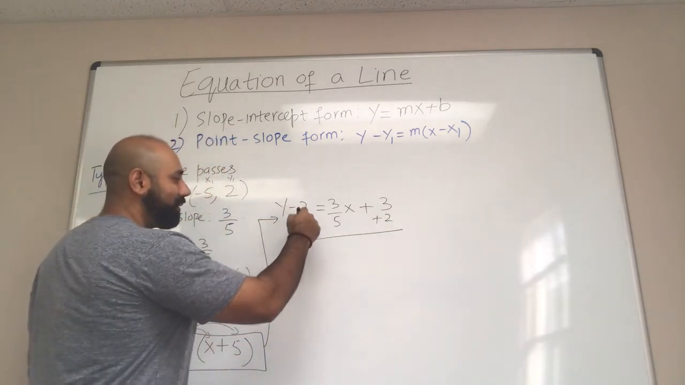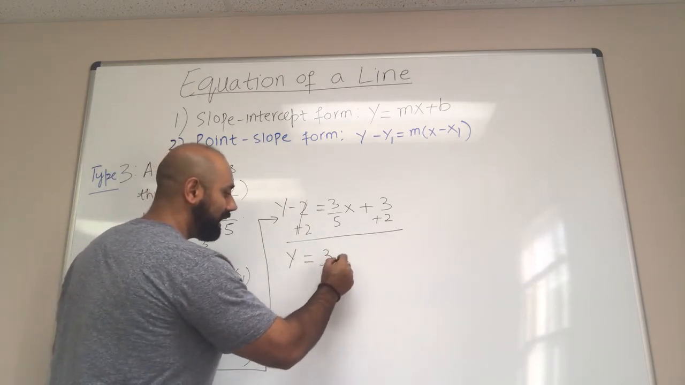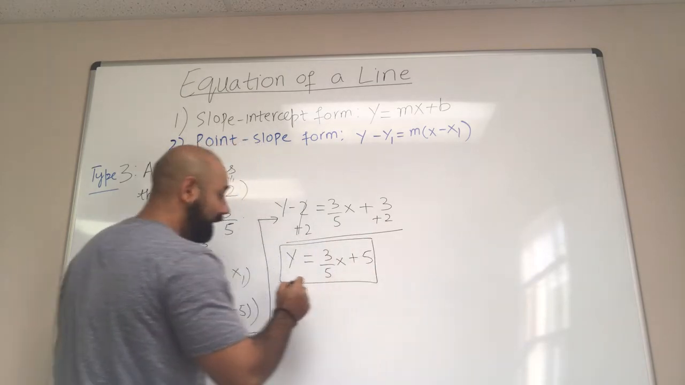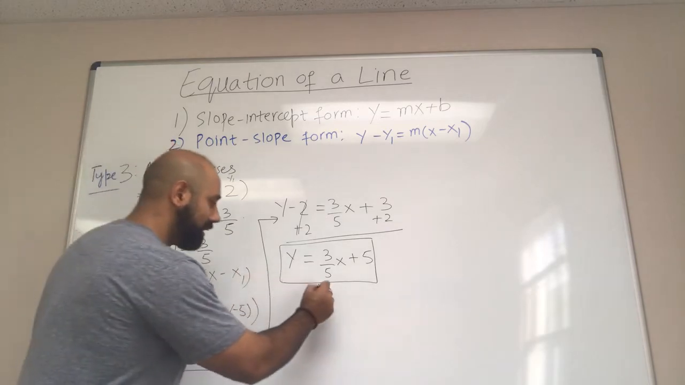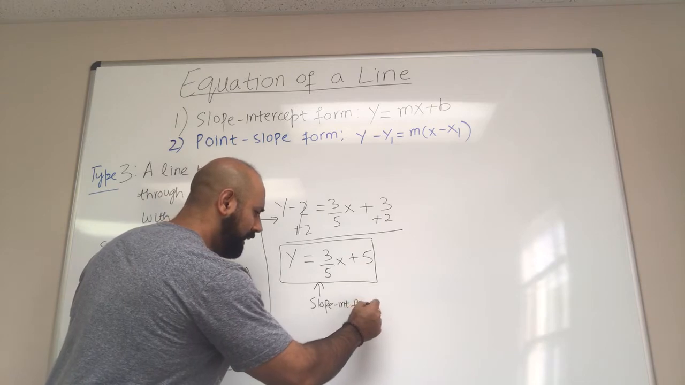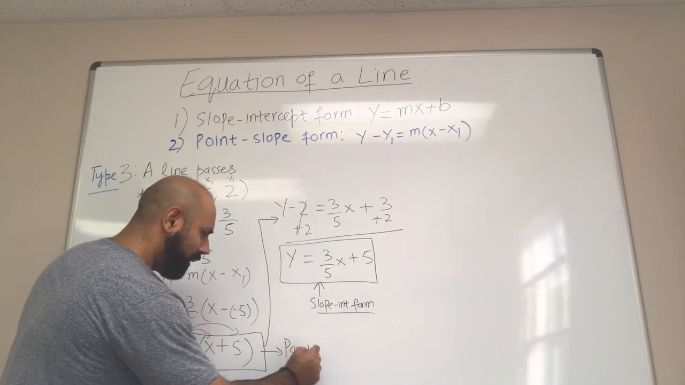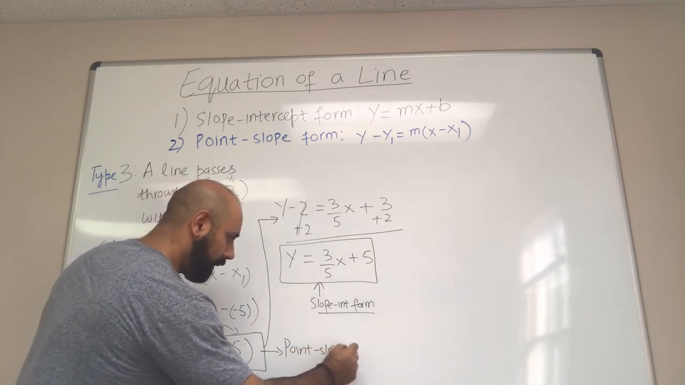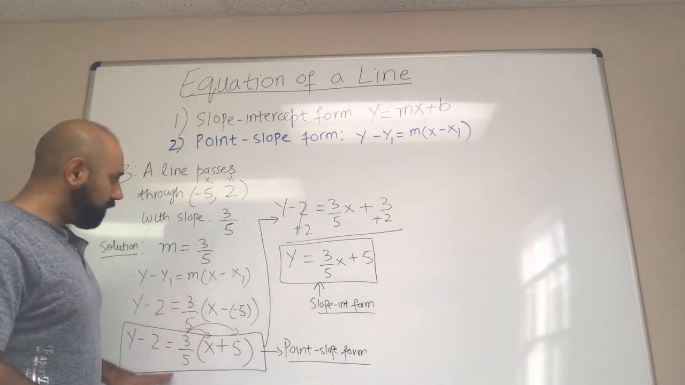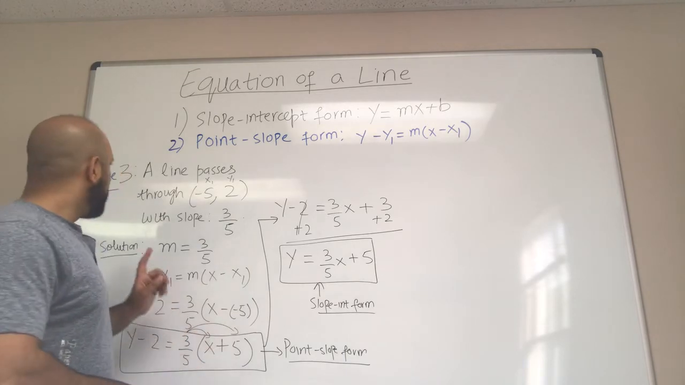So -2 and +2 cross out. I'm left with y on the left hand side, and on the right hand side 3/5 x stays, and 3 plus 2 is 5. This would be my equation of the line in the slope intercept form, and this would be my equation of a line in the point slope form. So once you have it in the point slope form, you can always transform it into slope intercept form. Good. That's type 3.